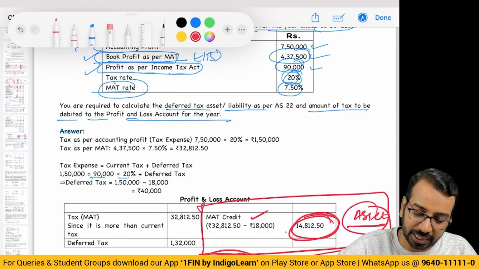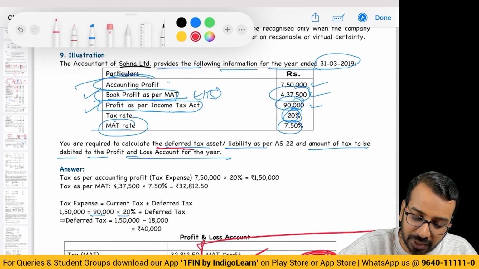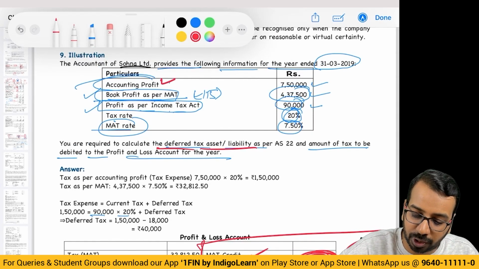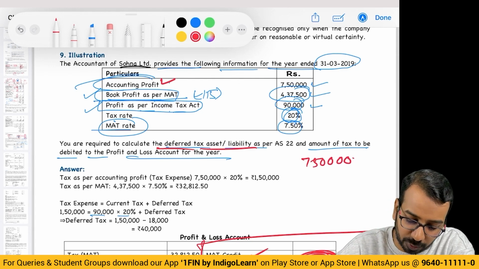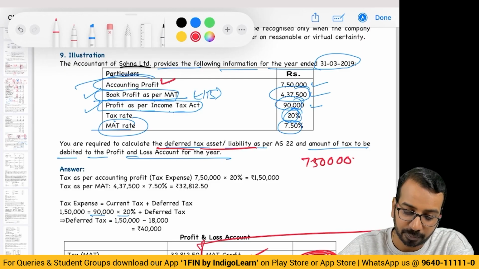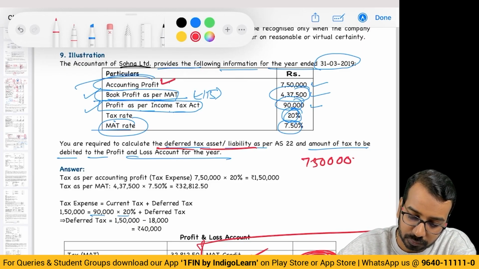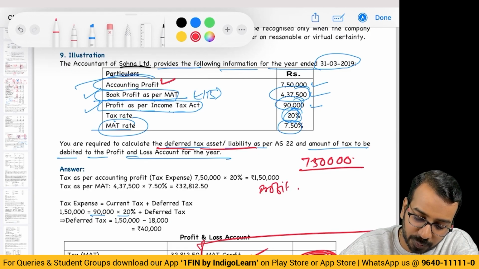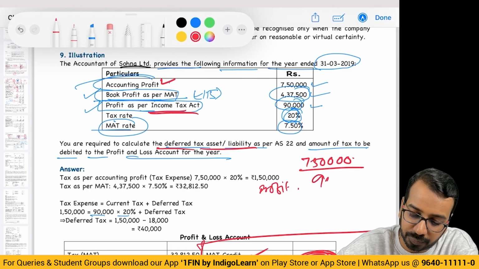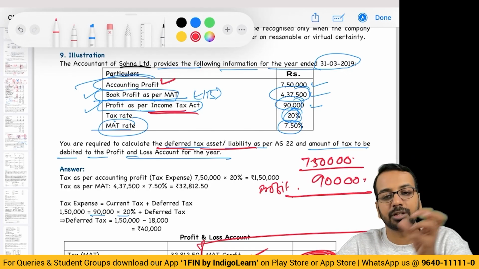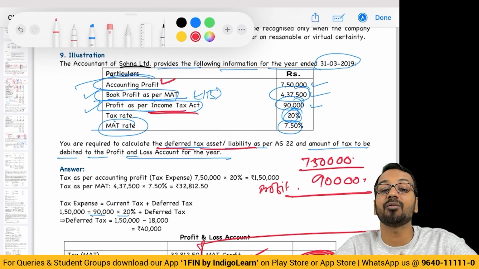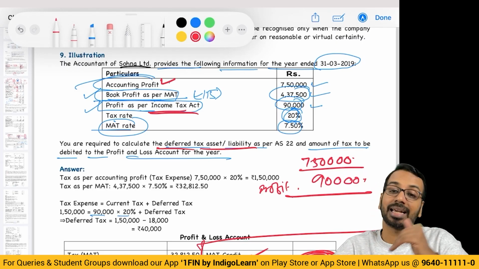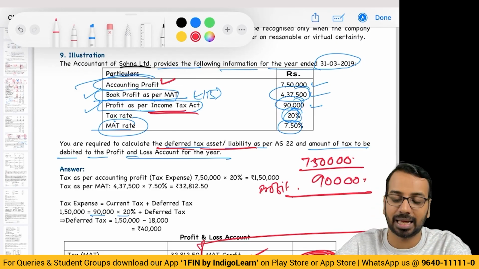Then the next thing is, what is the deferred tax asset and liability? Now here they have given accounting profit of 7,50,000, and they have given profit as per Income Tax Act to be 90,000. Now this difference of profit, my income tax profits are lower, means I will have a lower tax now but higher tax in future. That will create a deferred tax liability.